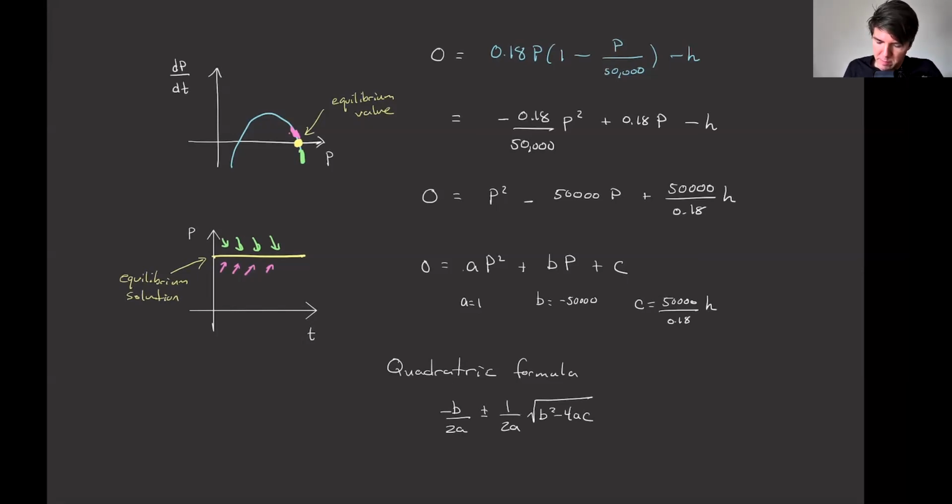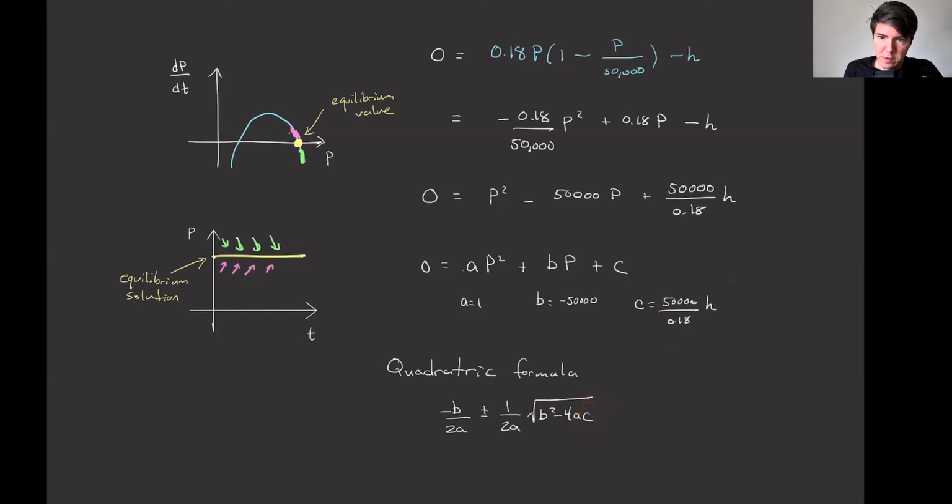The B squared minus 4AC, we can see, is going to look something, actually, I'll leave it. I don't want to totally give it away. But we can see that this will involve H, right? Because it's going to have C. It's going to be 50,000 divided by 0.18 times H. So C will involve H.